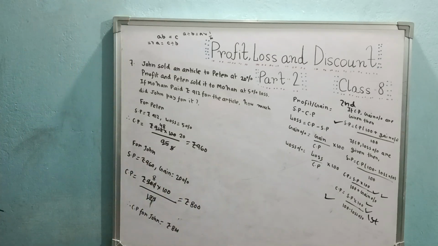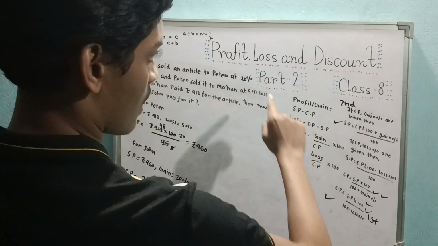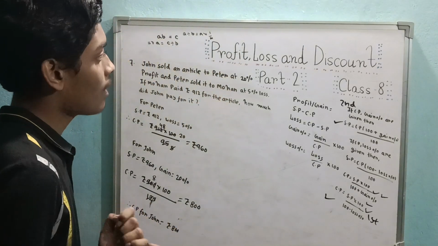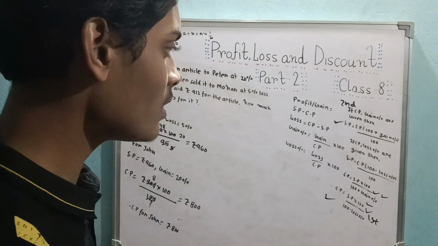And that's it for question 7 and profit, loss and discount part 2. Discount is not started, profit and loss part 2. So yeah, how was the session? Easy actually, to be precise.